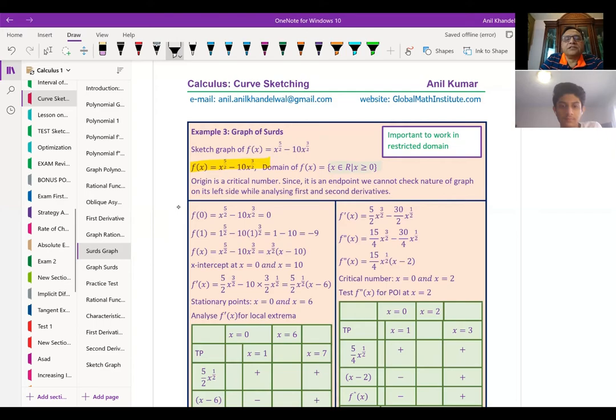Now, the origin is a critical number. Since it is an endpoint, we cannot check the nature of the graph on its left side while analyzing the first and the second derivative. As soon as we have a restricted domain, we are serving two purposes here, also teaching you what happens when we restrict our domain for the function. You cannot find the limit from both sides, and therefore at the corner, the derivative is not defined. The derivative is defined in the open interval of this continuous function, which is bounded at 2 points, not in the closed interval. Remember that, as that will also be a communication question for you.